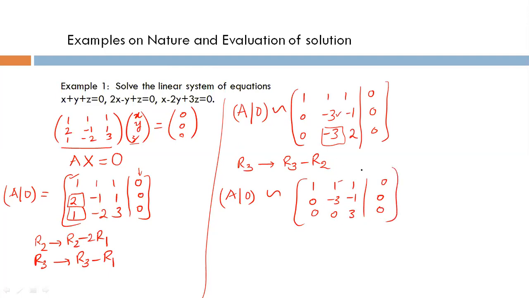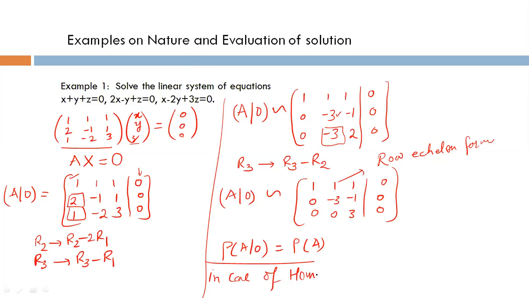We can see that it is in the form of row echelon form. So we can see the rank of augmented matrix. Rank of augmented matrix is always equal to rank of A in the case of homogeneous, so don't worry about the rank. And we can see that there are 3 non-zero rows, so rank is equal to 3. And the unknown variables x, y, z are also 3, equal to the number of unknowns. So we have unique solution. So the nature of solution is unique.